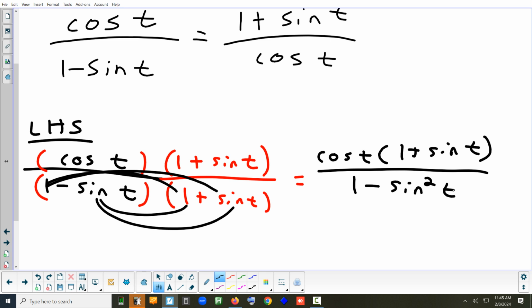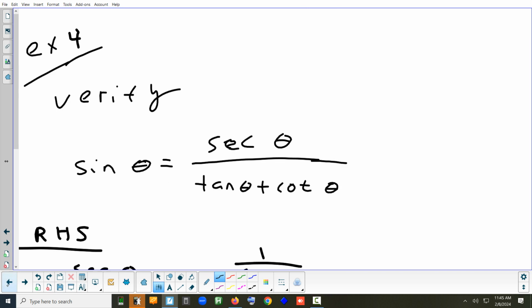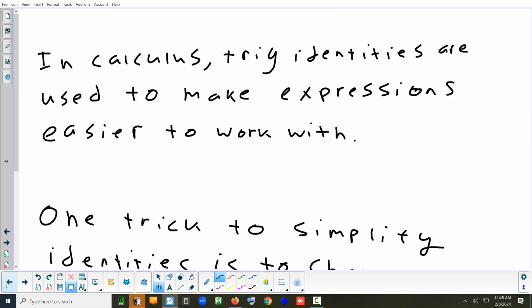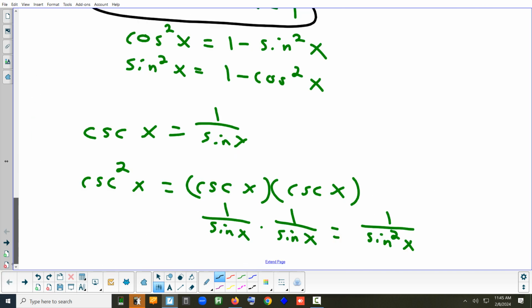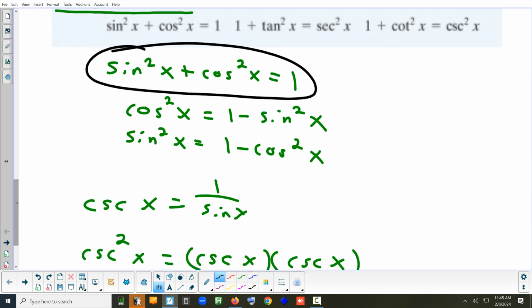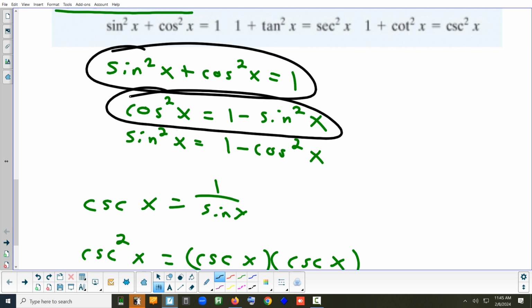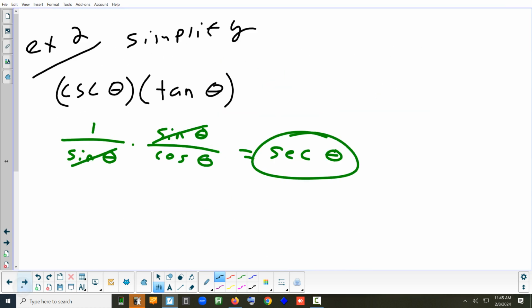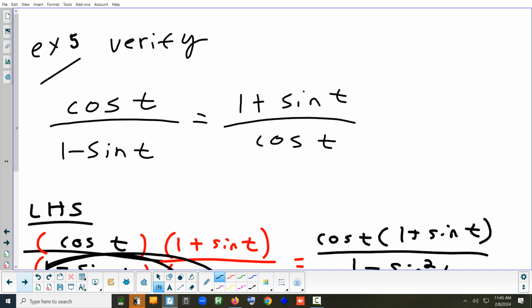Now that bottom is something: 1 minus sine squared. Let's go back. What did we say 1 minus sine squared is? It's cosine squared x. It's still an identity, that first identity rearranged. So 1 minus sine squared can be changed to cosine squared. Okay, now let's do that and watch what happens.